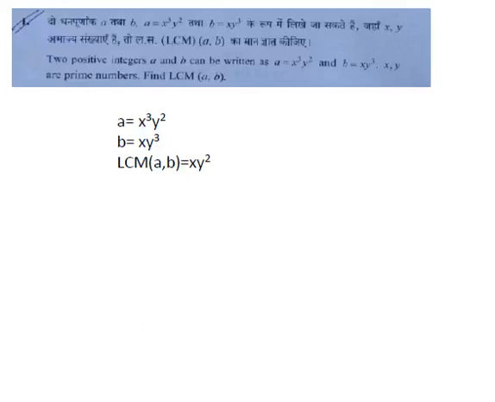The first question we have here is finding the LCM of a and b, where a is x cube y square and b is xy cube. So we know that LCM stands for least common multiple, which means that we have to find the least power of x and y common in both a and b. So as we can see here, the least power of x in both a and b is 1, and the least power of y in both a and b is 2. So the LCM will be x to the power 1 and y to the power 2, xy square.